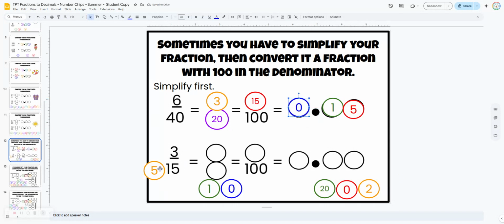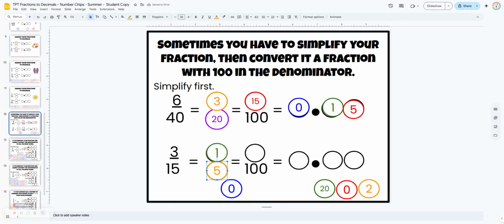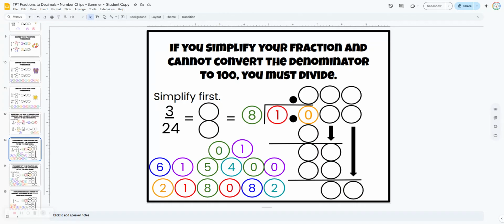Here, if we simplify by dividing numerator and denominator by 3, we get 1/5, and then we can go ahead and convert that to an equivalent fraction and then to a decimal. Now we get to slide 13. Now we've come to a fraction that we can't convert to 100. So even if we simplify this by dividing numerator and denominator by 3, we get 1/8. Now the division is partially done for them already. So all we can do now is to take 1 divided by 8 because fractions are just division. So we're going to do the long division. This is a good review of long division.